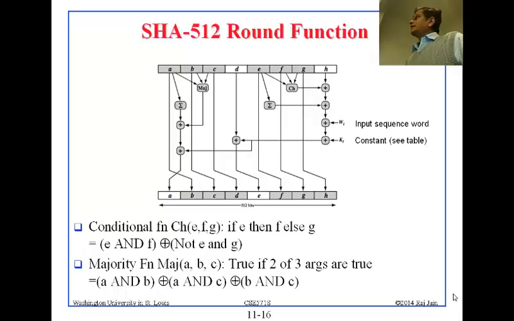Okay? So that is the CH function. Now the majority function: ABC is true if 2 of the 3 arguments are true. So again, you do bit by bit. You have 3 bits, A, B, and C. If 2 of them are 1, then the output is 1. All right? In logic, that would be A and B exclusive or A and C, exclusive or B and C.